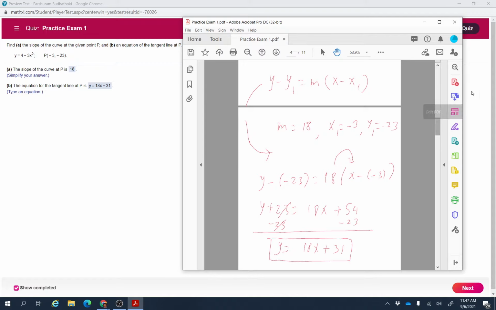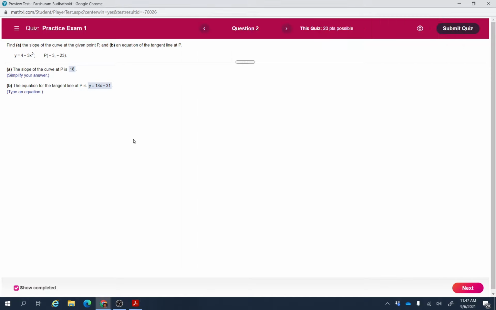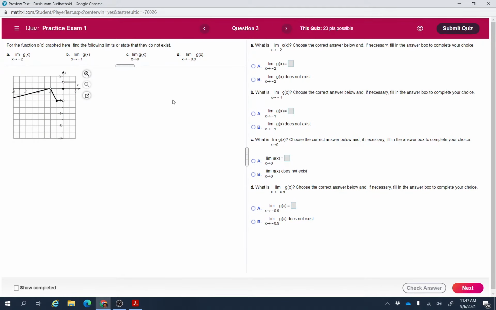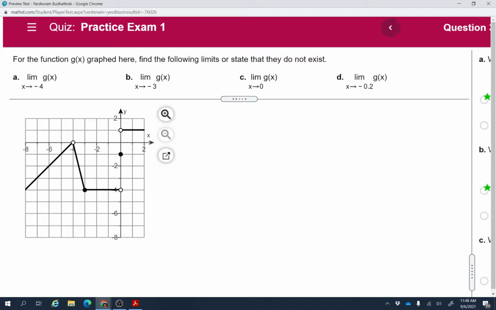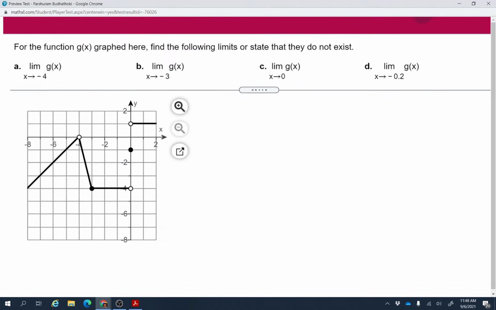Okay, that's problem 2. Let's go to the next problem, and again I'm going to use completed work here, so we already have the answer. We're just going to find out why that answer is the right answer, or how we can find the answer.